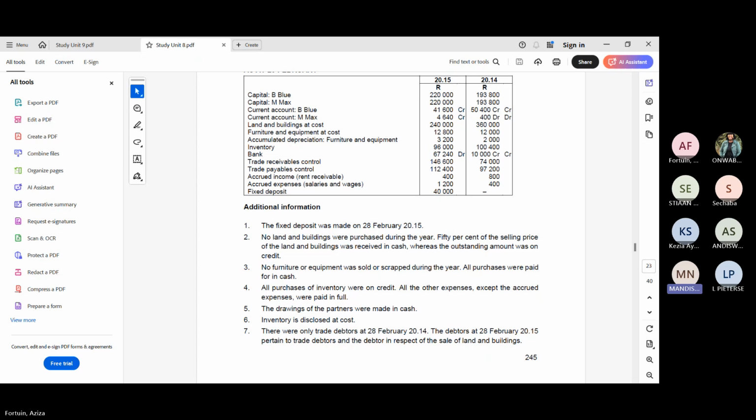The inventory, are we leaving out the inventory? The inventory is not part of cash received from customers. It is a payment. What is wrong here?